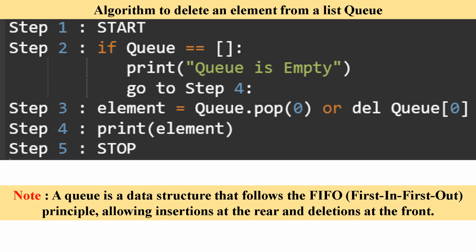Step 4. Print element. After removing an element from the queue in step 3, this step prints the removed element to the output. Step 5. Stop. This step marks the end of the algorithm. The execution terminates here. Note that a queue is a data structure that follows the FIFO, first in first out, principle, allowing insertions at the rear and deletions at the front.